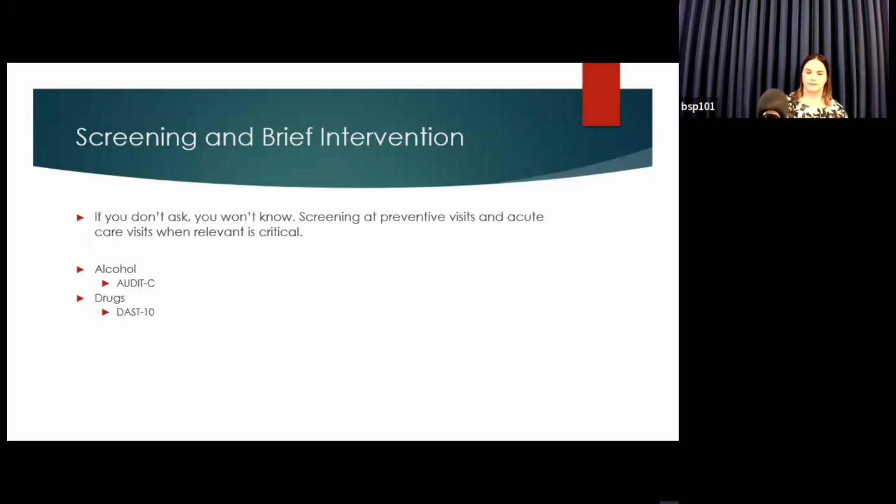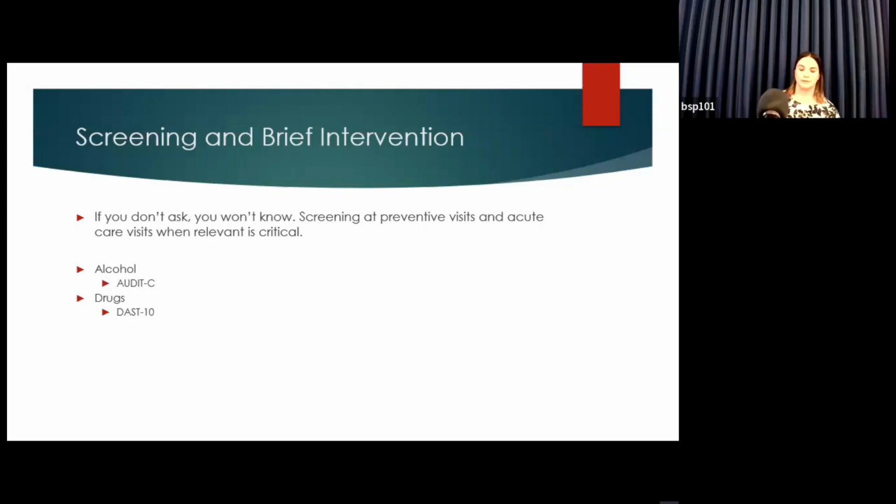So screening and brief intervention. The real thing is if you don't ask, you won't know what people are doing, and you have to ask the questions correctly. So oftentimes we should be screening all the time, right? Like every physical, every pre-op exam, every admission to the hospital. We're supposed to get this good social history, and we're busy. And so we kind of cut corners sometimes, or we just check the chart and say whatever it says.